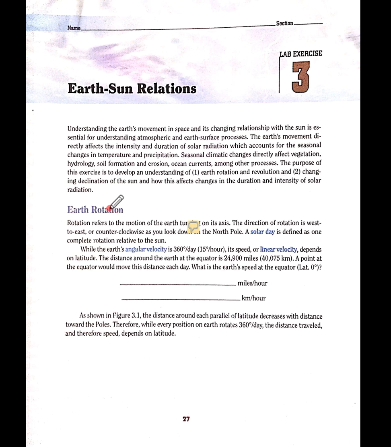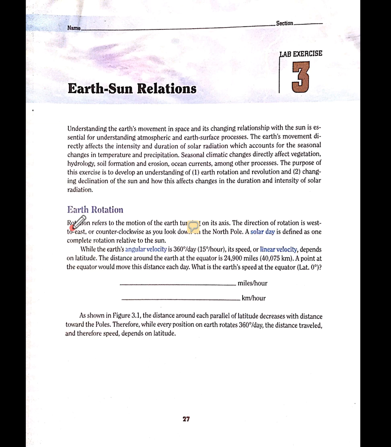Alright, so Earth rotation, sorry about this little dot right here, but rotation refers to the motion of the Earth turning on its axis. The direction of rotation is west to east, or counterclockwise as you look down on the North Pole if you have a globe around you. A solar day is defined as 1 complete rotation relative to the Sun. While the Earth's angular velocity is 360 degrees a day, or 15 degrees an hour, its speed, or linear velocity, depends on latitude. The distance around the Earth at the equator is 24,900 miles, or 40,075 kilometers. A point at the equator would move this distance each day.